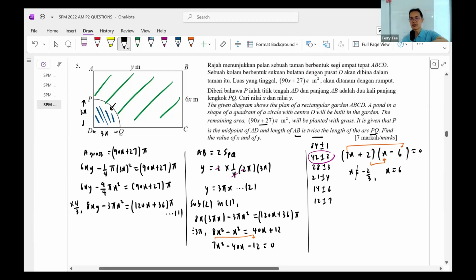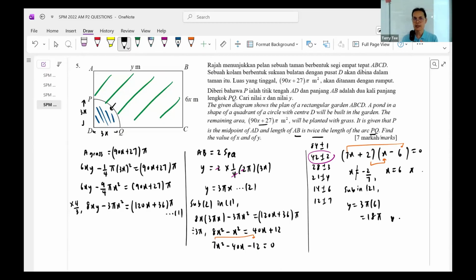Once you have the value of x, we substitute into equation number 2 to find your y. Your y is 3 pi times 6, answer 18 pi. Okay, your y is in terms of pi, your x is just an integer. I wrote this wrongly as 2 over 7, not 2 over 3. Negative 2 over 7, and x equals 6. Of course, x can't be negative, so we ignore that. We take x equals 6.